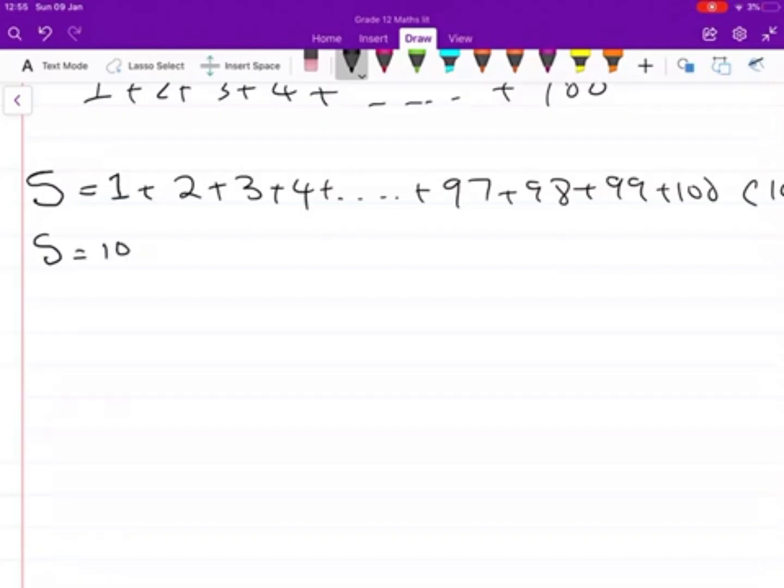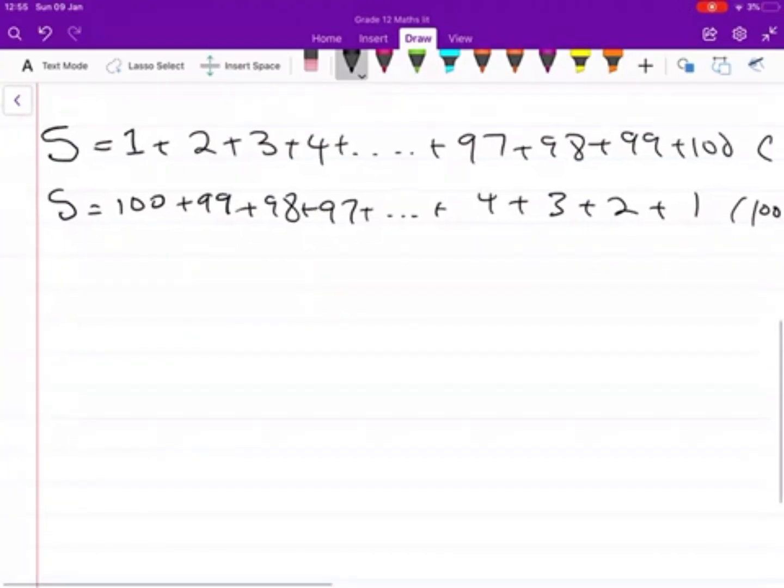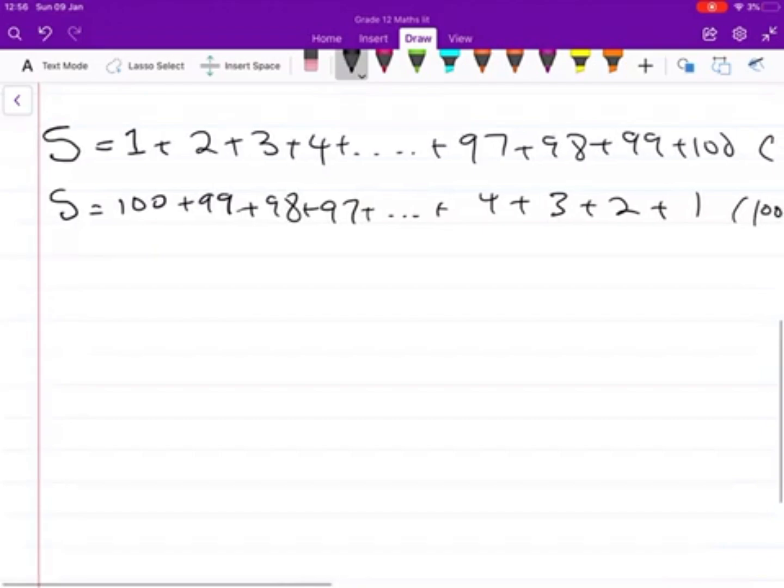So I can write this as 100 plus 99 plus 98 plus 97 ... plus 4 plus 3 plus 2 plus 1. And it would still be 100 terms. Okay. Then he said, what happens if I add these terms? Guys, if you add these terms, the number of terms won't change, because it will be 100 plus 1, which will be 101. So now you are having one term. So the number of terms won't change. All right. So if you add S plus S, you get 2S.